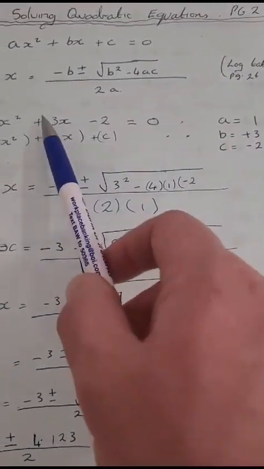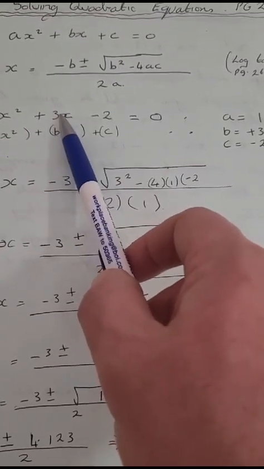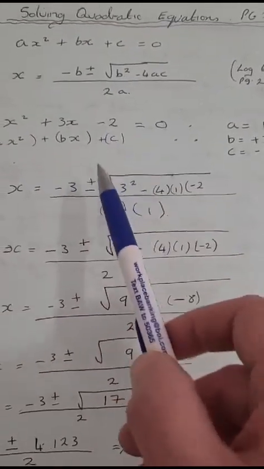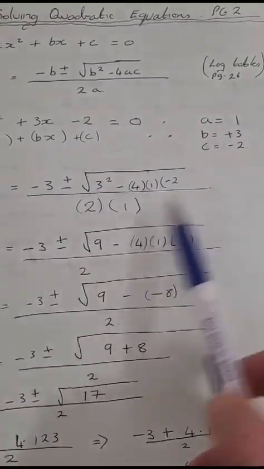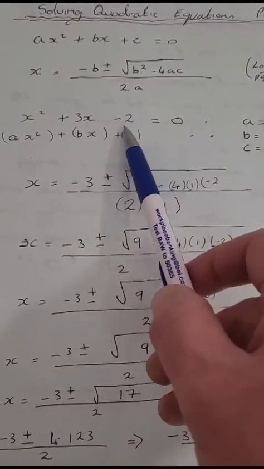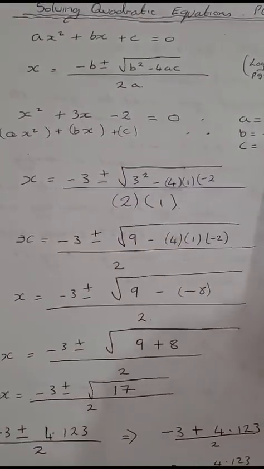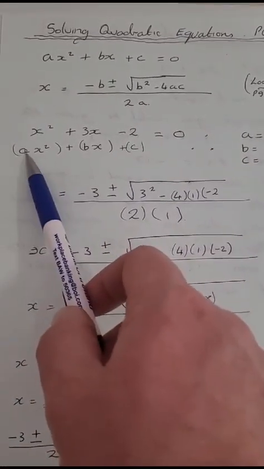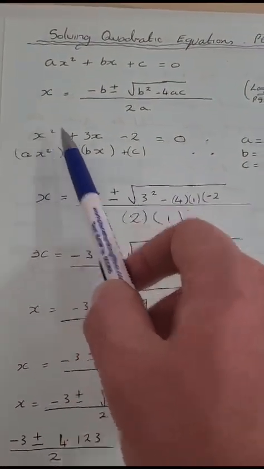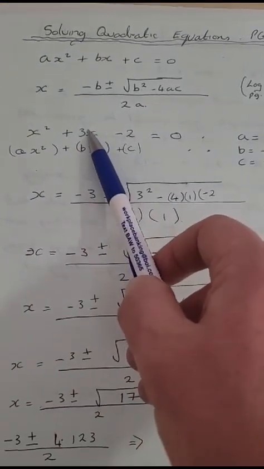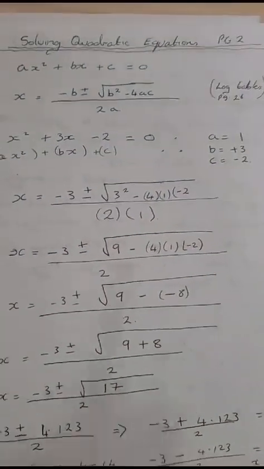Okay? Then we find out what b is. B is the number in front of the x that isn't squared. So b is equal to 3. And then c is always the last number that doesn't have an x. So c is equal to minus 2. So the a coefficient, they call it, is always with the x squared, the b is always with the 3x, and the c is with the last number that doesn't have an x.